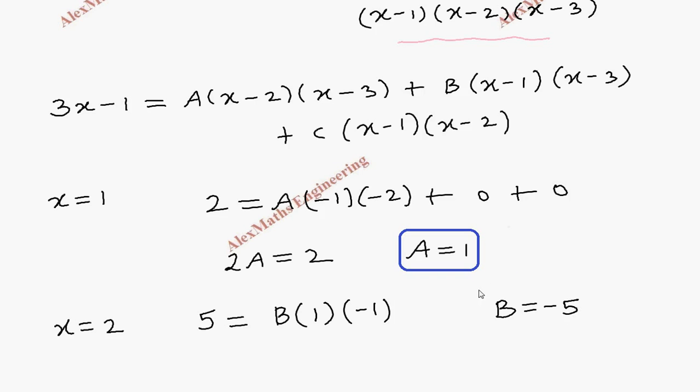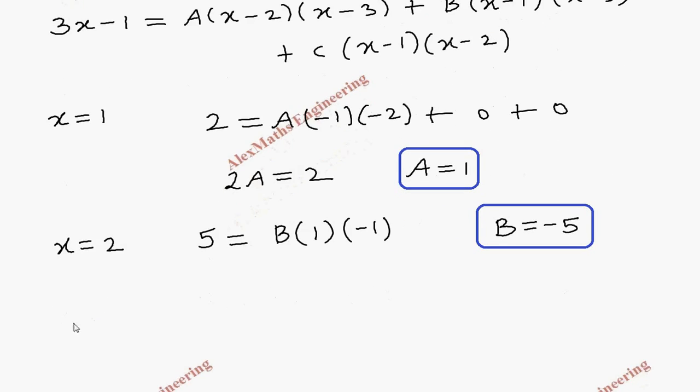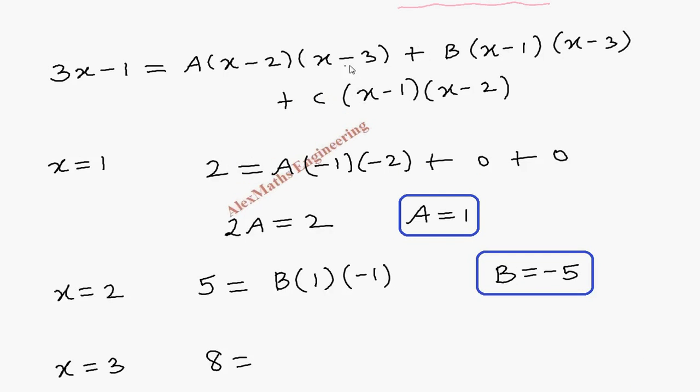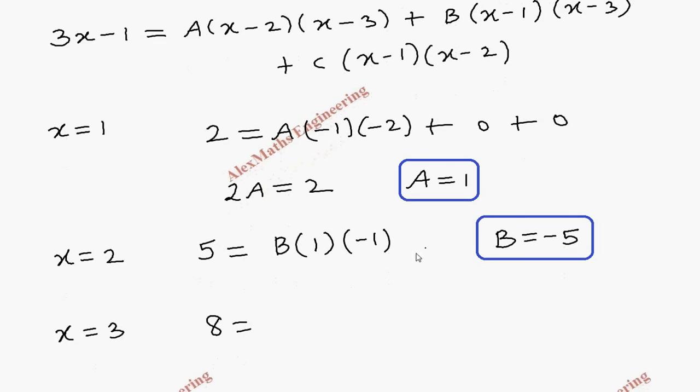Then let's take x as 3. When we take 3, here it is 3 into 3, 9, 9 minus 1, 8 equal to, the first term will become 0 because we have the factor x minus 3, and even the second factor will become 0. In the third factor, it is c into x minus 1. So 3 minus 1, 2, and 3 minus 2, 1. From this, if I divide by 2, we get the c value as 4. So we got the values of a, b and c.